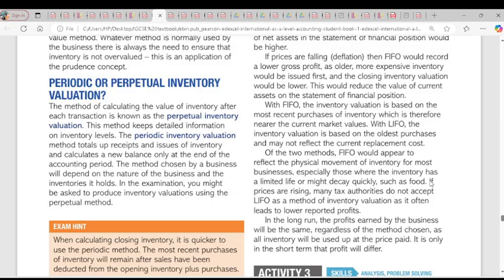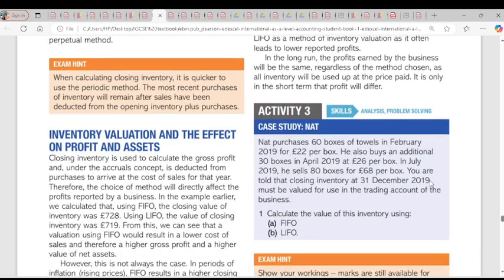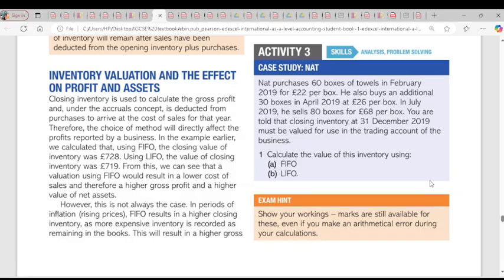We move on to inventory valuation and the effect on profits and assets. When we use FIFO, it will result in the lowest cost of sales, a higher gross profit and a higher value of net assets. What do I mean here? Because it is first in, first out, whatever value we have only looks at the first transaction we did. We sold 400 units, but we are only able to record 100 units.